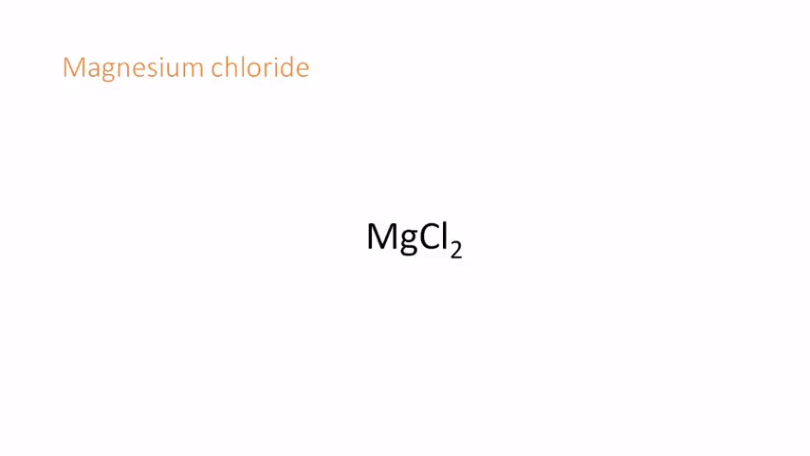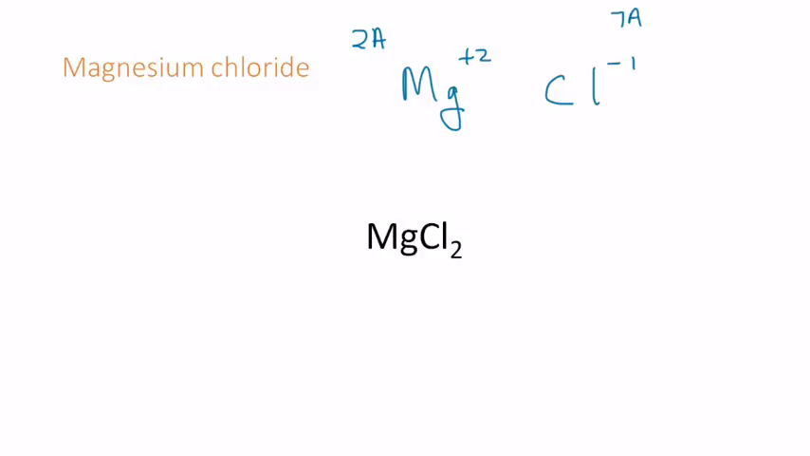So let's look at one more example. What if somebody says I'm going to mix magnesium and chlorine? Before we look at how the electrons were transferred, magnesium, you're going to find in 2A, and so that metal forms a +2 charge. Chlorine, you're going to find in 7A. 7A forms a -1 charge.